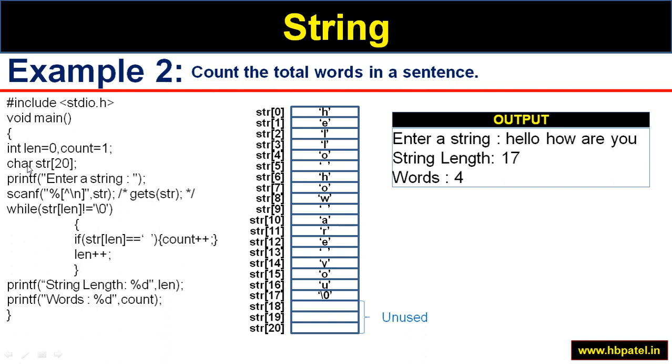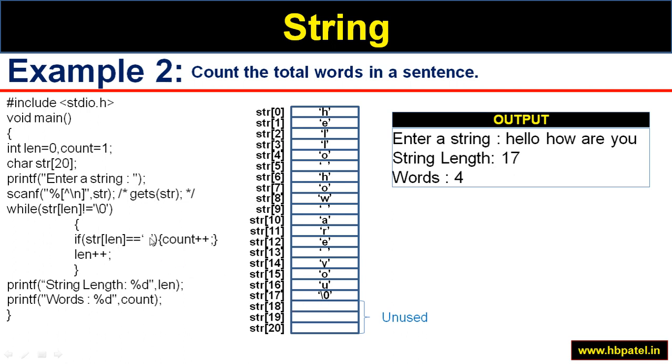Then we are declaring the string str[20], and then we are asking the user. As we have seen, there are 2 ways: either you can use scanf with %[^\n] or you can use gets. Any one of these would work. And then let us start running the same logic. While str[len] is not equal to null, len starts from 0. So str[0] is not null, str[1] is not null, str[2] is not null, str[3] is not null. So keep on doing this until at 17 you'll encounter null.